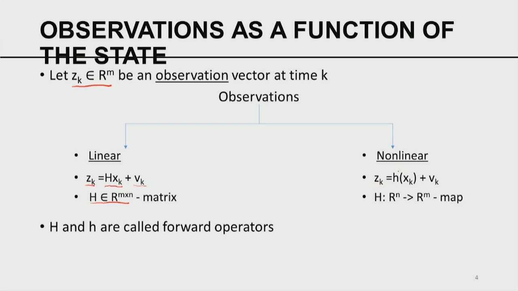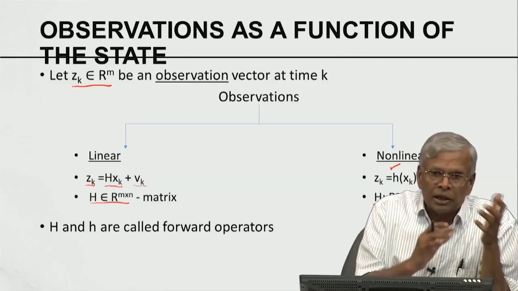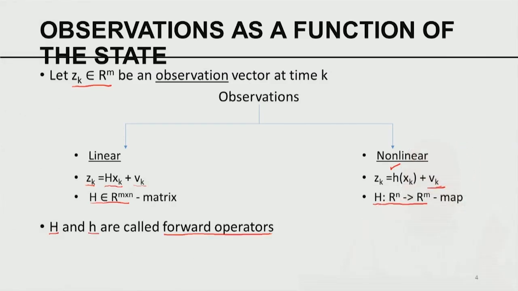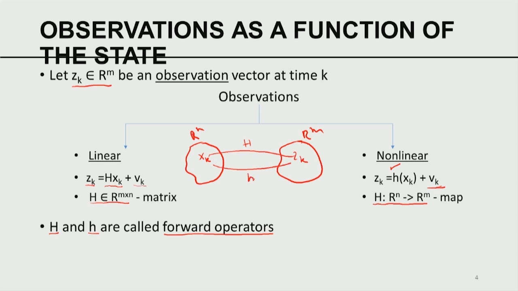In the nonlinear case, I have been given a nonlinear map h. h is a map from Rn to Rm. So zk is equal to h of xk. We are going to again consider additive noise vk. vk, or the observation noise, is generally modeled as mean zero Gaussian noise with a pre-specified covariance structure. In the context of geophysical applications, the matrix H and the map h are called forward operators. So you can think of the model space, which is Rn. You can think of the observation space, which is Rm. The model state is xk. The observation is zk. I can relate this using H, or I can relate this using h. One is the linear map, another is the nonlinear map.